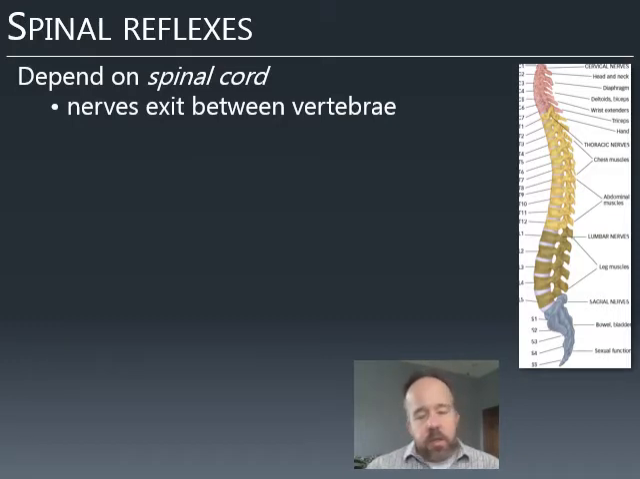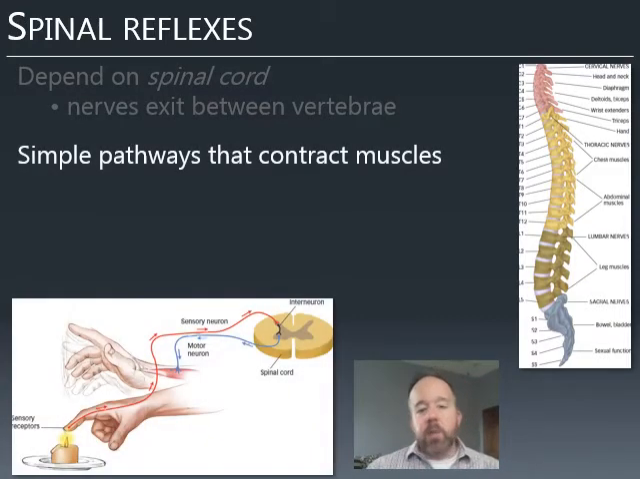But the point is that you have all these little vertebrae that make up your spine. And there are spaces between them. These are separate bones that let your spine flex. If it was one solid piece of bone, you couldn't bend anyway. But there are separate bones, and between the bones, your nerves leave the spinal cord. And so spinal reflexes depend on these simple pathways that contract muscles in response to a stimulus.